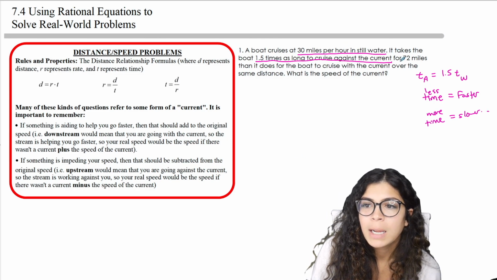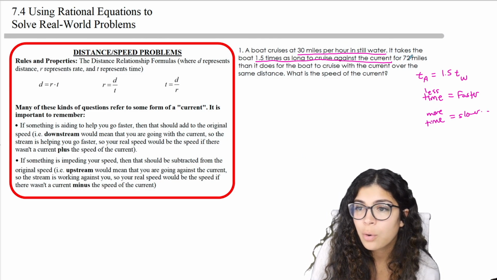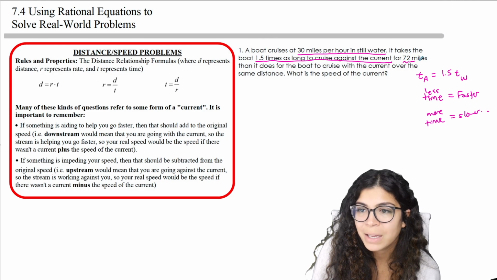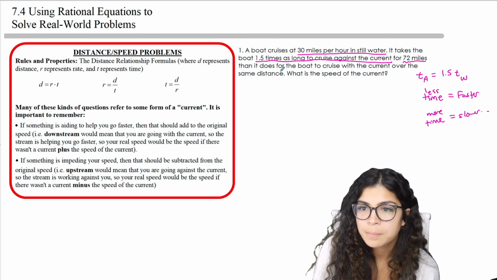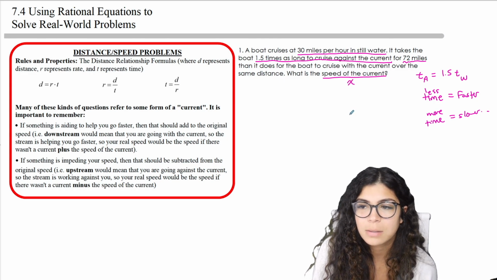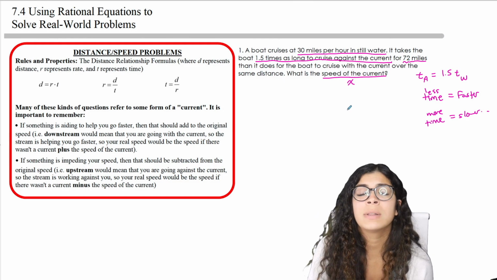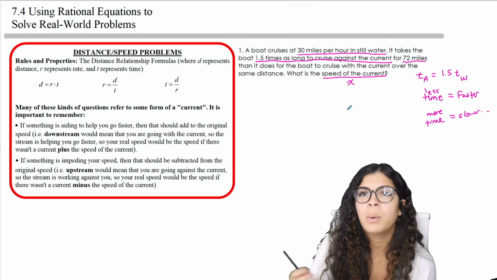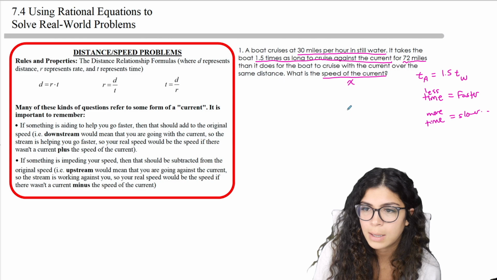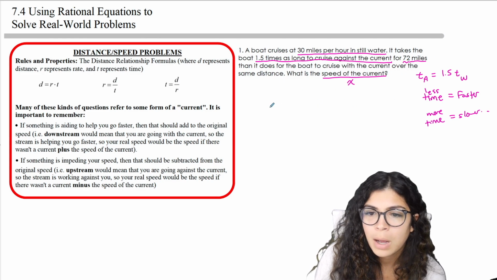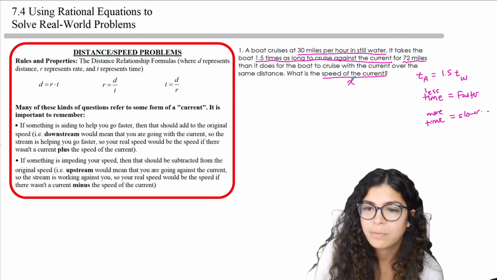Now, it says that you're going 72 miles. Okay, so that's the distance. And they're asking us what is the speed of the current. Now we're going to go ahead and represent the speed of the current, which is the unknown here, with x. We also don't necessarily know what the time is, but we have a relationship to the time. So we have that the time against equals 1.5 times the time with the current.